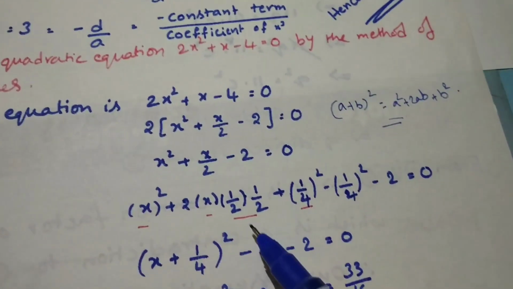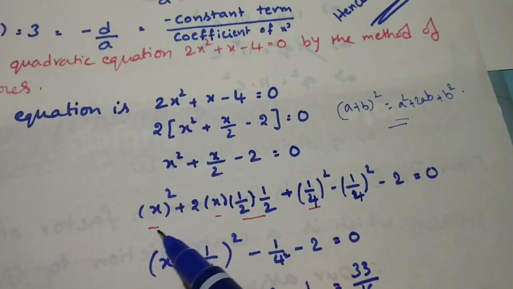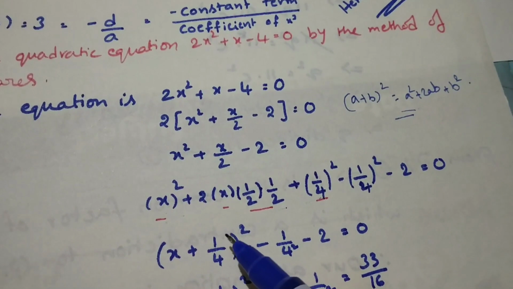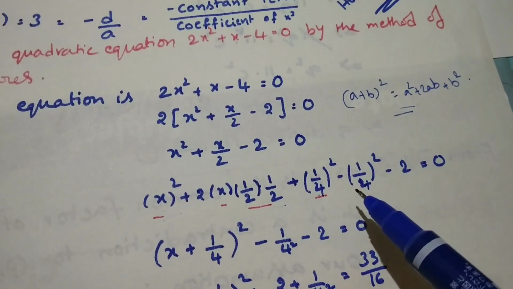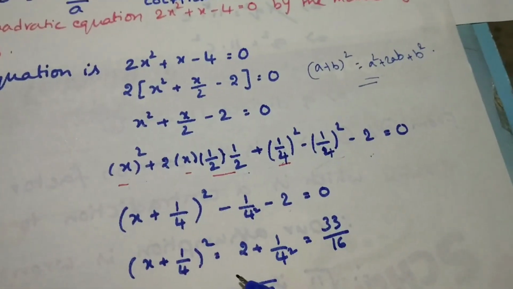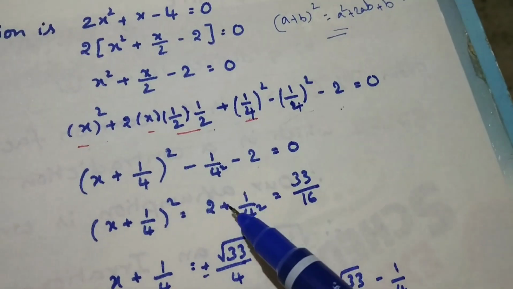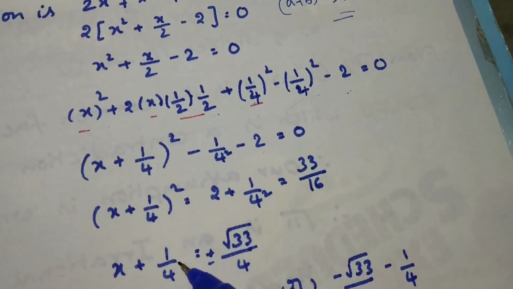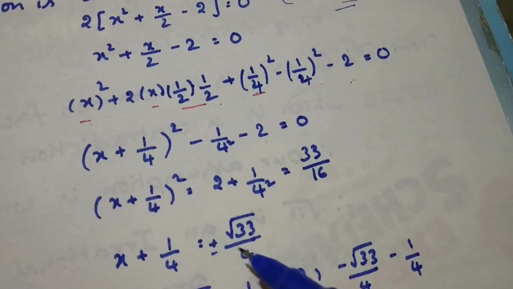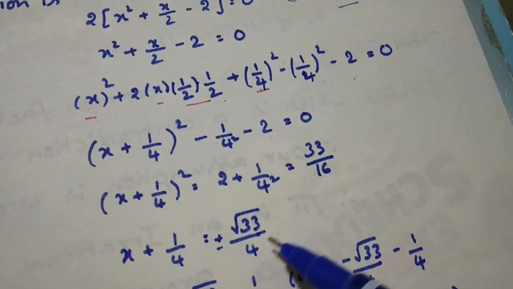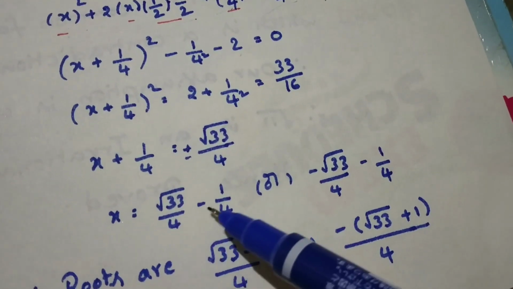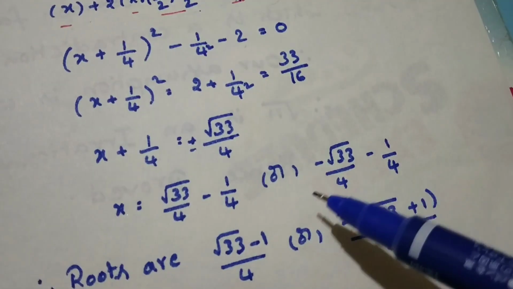That's it. Now this full thing is in the form of a square plus 2ab plus b square. This is nothing but a plus b whole square, minus the leftover thing, minus 1 by 4 whole square, minus 2 is equal to 0. x plus 1 by 4, move the constant terms to that side. You will get x plus 1 by 4 whole square is equal to 33 by 16. Removing the square, we will get square root. Square root of 33 by root 16, which is 4. So x is equal to root 33 by 4 minus 1 by 4. Plus or minus: one time plus, one time minus I take.